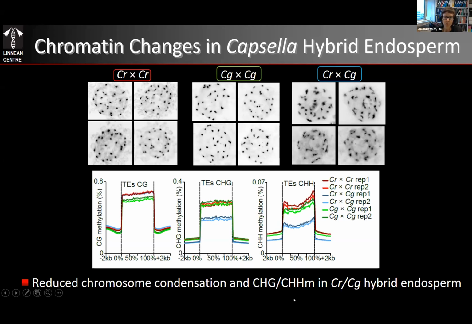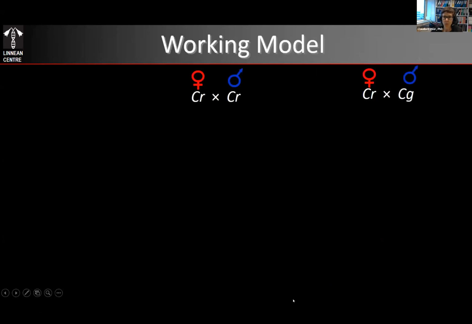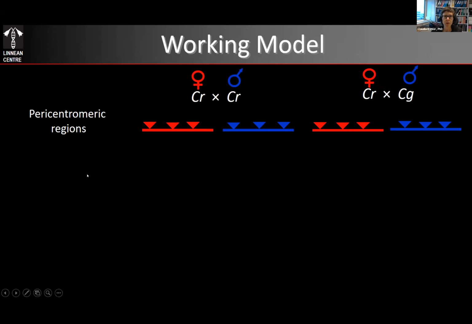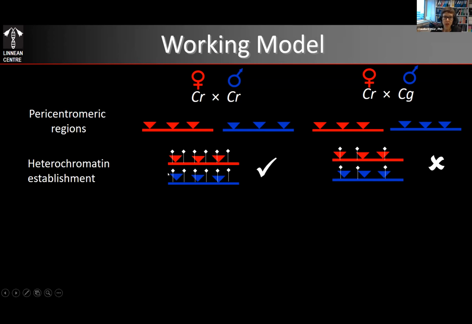And with that, I will put things together in a working model. It's not really much more than a model, but this is where we are currently. So pericentromeric regions, as I said, are enriched for transposable elements, and these regions are heterochromatic. And this heterochromatin establishment works very well in the parents. However, as I've shown you, it does not work very well in the hybrids. We have a reduction in DNA methylation depicted here by these lollipops.